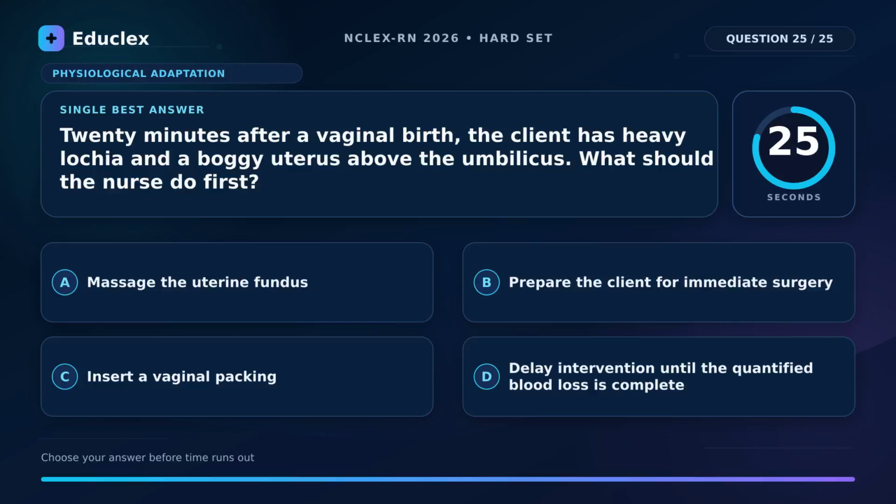Option C. Insert a vaginal packing. Option D. Delay intervention until the quantified blood loss is complete. Your 25-second thinking time starts now.